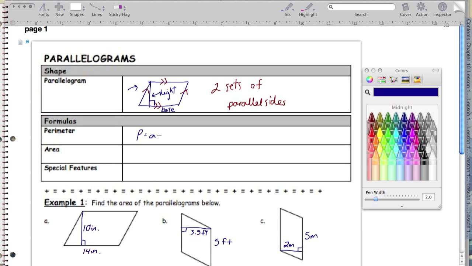Perimeter, we're going to add up all the sides. And then to find the area is actually just going to be base times height, same as the formula for a rectangle, length times width or base times height.